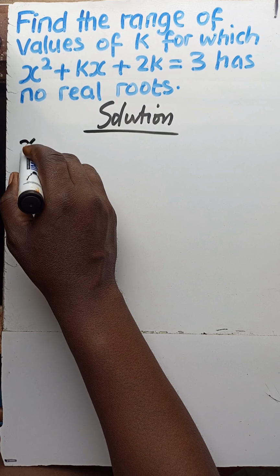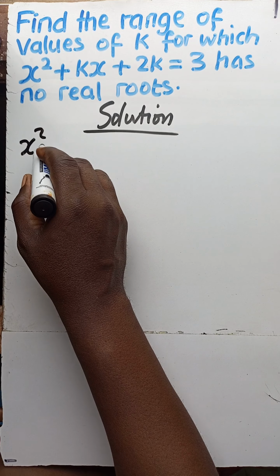We have the equation x squared plus kx plus 2k equals 3. It is not yet in the standard form ax squared plus bx plus c equals 0. This is the standard form. So we'll have to make it first of all in this standard form. All we need to do is to take this 3 from the right hand side to the left hand side. So we'll now have x squared plus kx plus 2k minus 3 is equal to 0. It is now in the standard form.